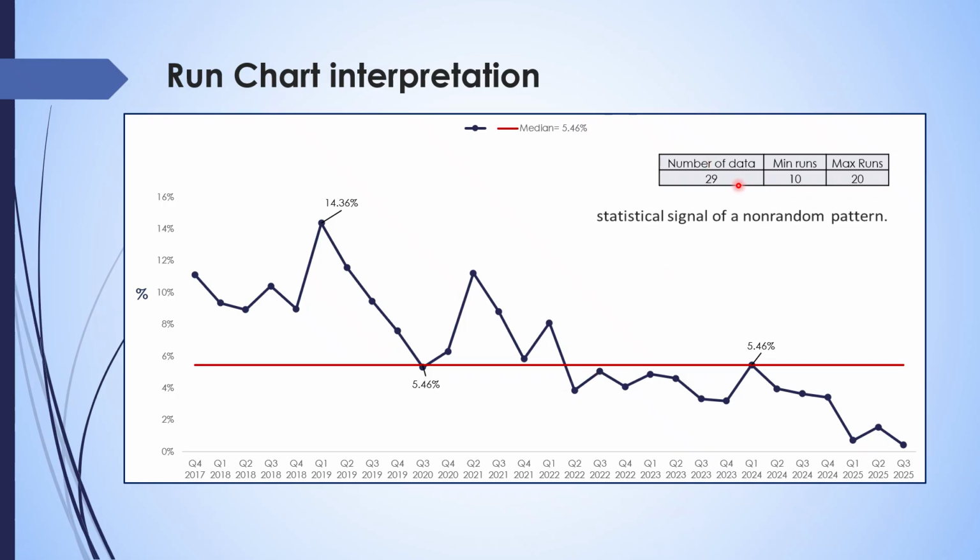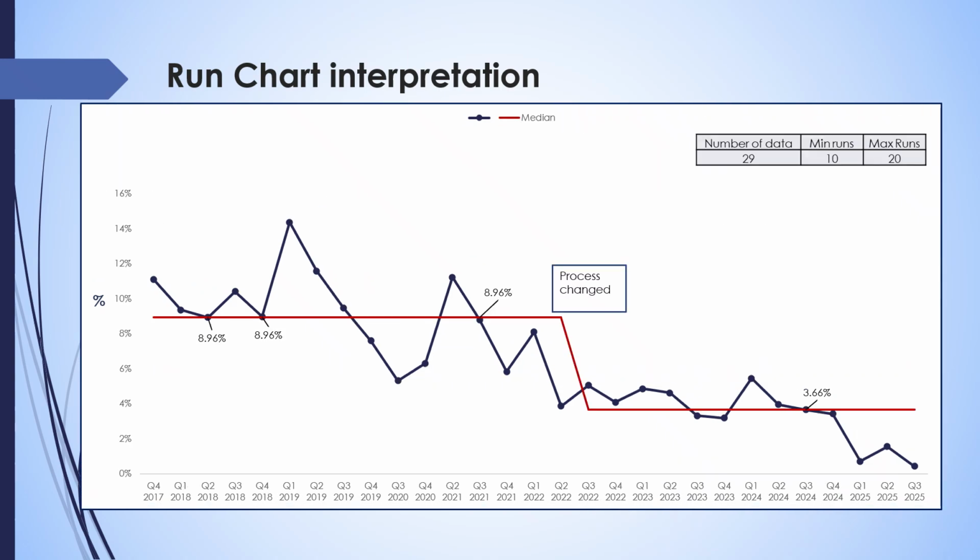So the data points are 29 and there should be a minimum of 10 runs and a maximum of 20 runs. So what is the issue here? Too few runs. This is the issue in this chart. So here the number of data is 29, minimum is 10 and maximum is 20.